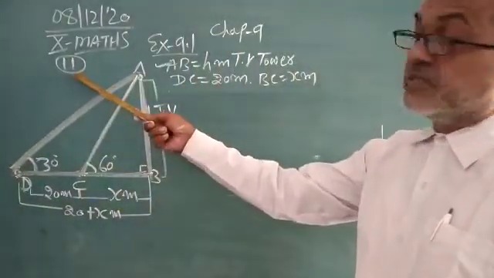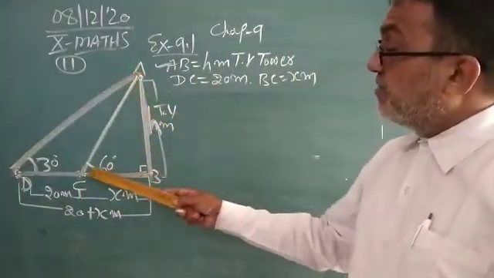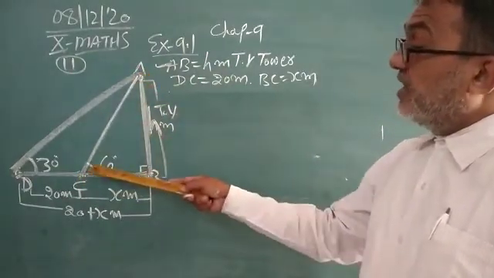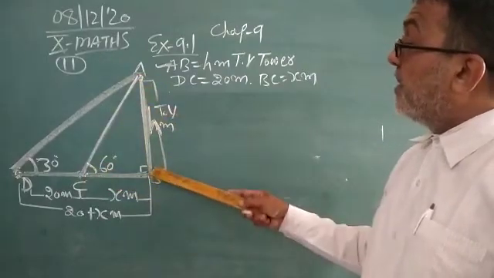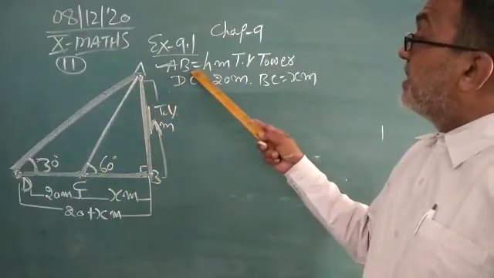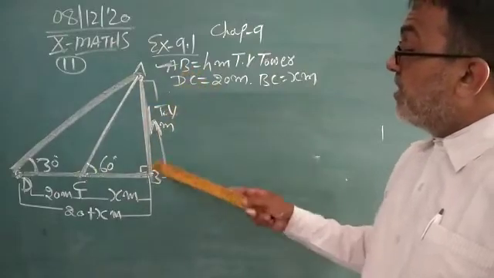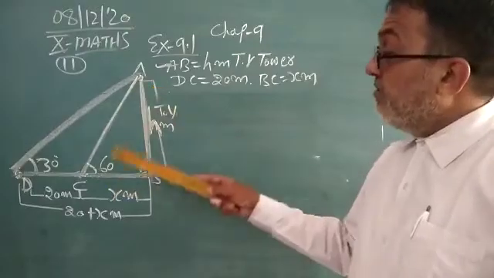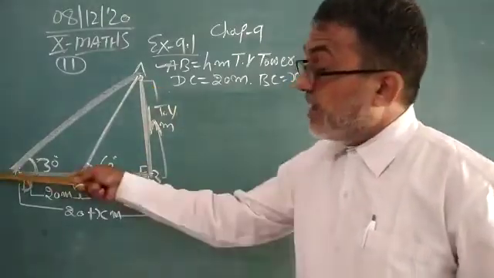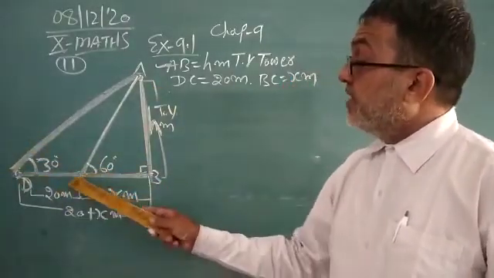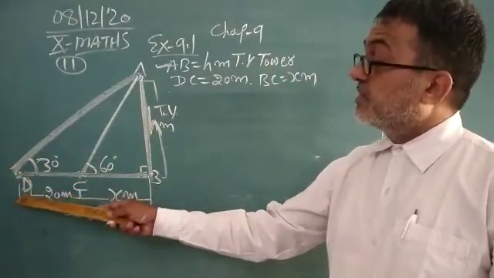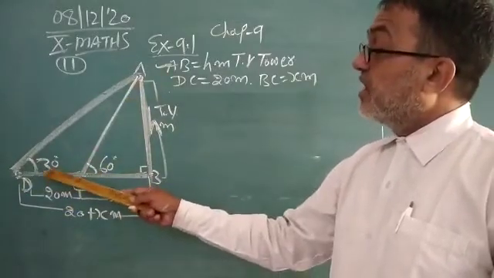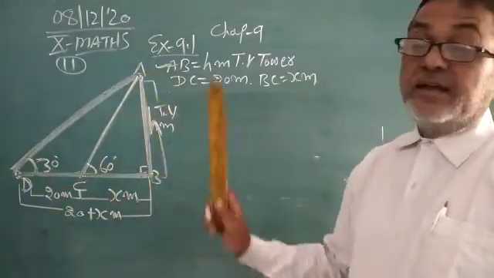in this question number 11, a TV tower is at this bank of the river. The angle of elevation of the top of the tower is 60 degrees. Suppose the height of the TV tower is H meters. AB is H, BC is X, angle is 60. One triangle is over. Now when we walk 20 meters away from this tower, we reach this point D. The angle of elevation is reduced, it becomes 30. Then find the height and the width.